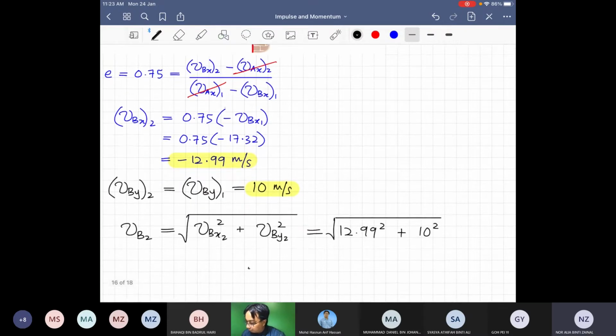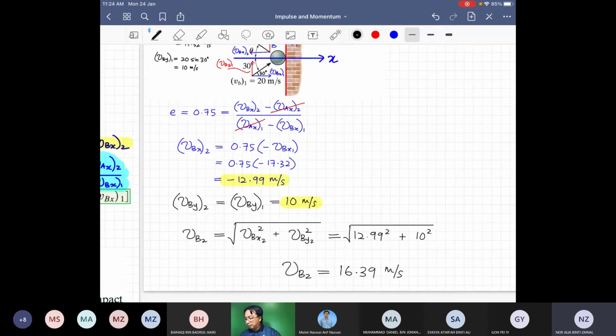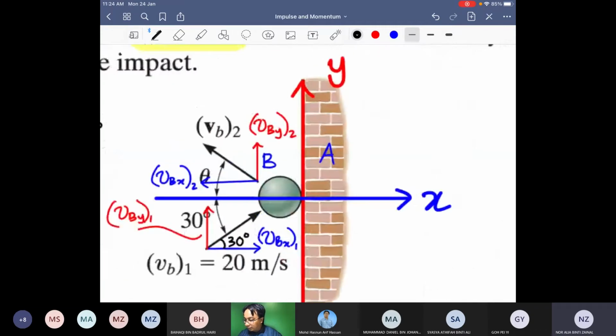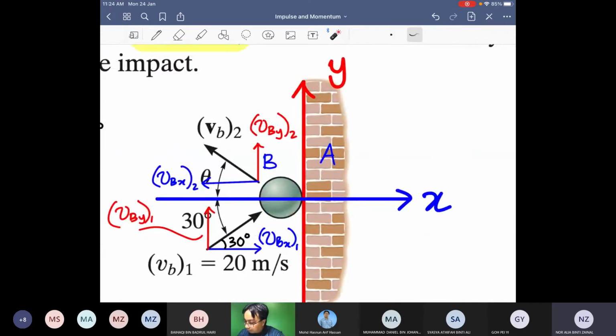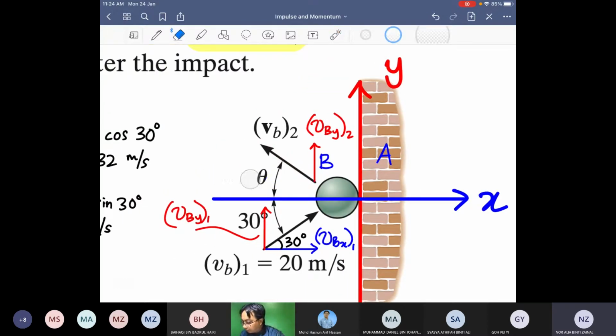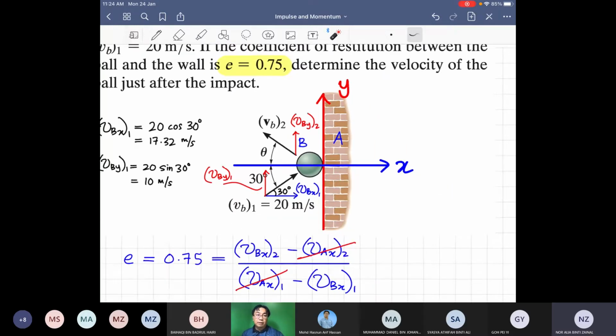Okay, so from here kita akan dapatlah VB2 sama dengan berapa? Okay, so 12.99 square plus 10 square, square root the answer, you will get 16.39. So VB2 is 16.39 meter per second. So basically inilah 16.39 meter per second ini ke arah ini. Cuma kadang-kadang we have to find also what is this theta here. What is this theta? So VB2 ni kita nak kena find juga apa theta dia.